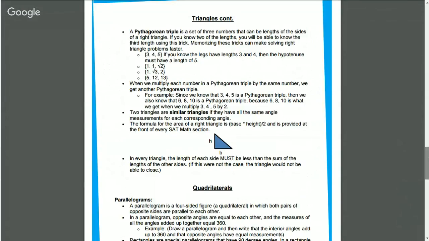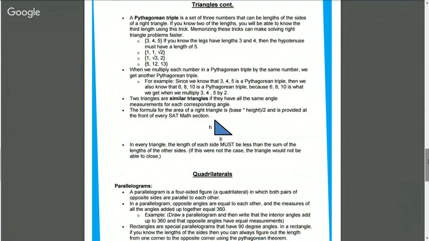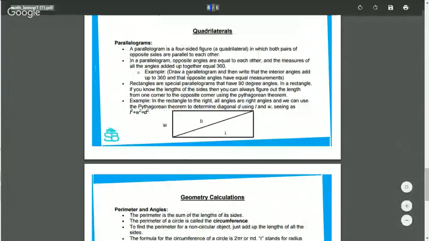In quadrilaterals, we have parallelograms. They're four-sided with parallel sides. For example, a rectangle would be a parallelogram because opposite sides are parallel. And as you can see from the area, if you cut this in half by the diagonal, the area would be width times length divided by 2, because you cut the rectangle in 2. That's where the formula comes from.